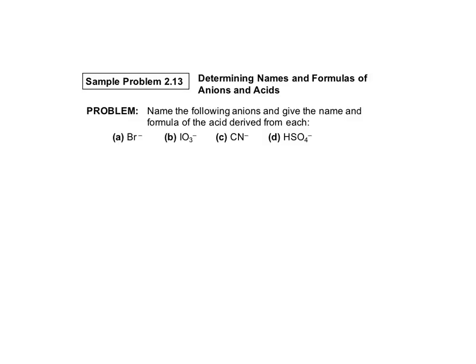Sample problem 2.13 says name the following anions and give the name and formula of the acid derived from each. So, if I look at A first, Br minus is an anion, so it gets an "ide" ending. The name of that ion is going to be bromide.